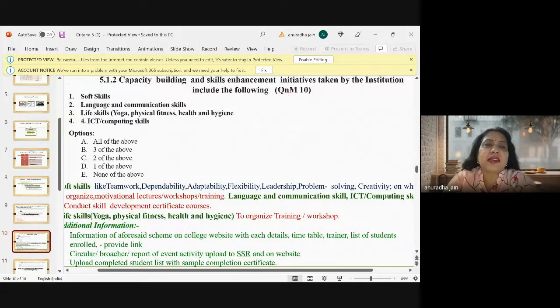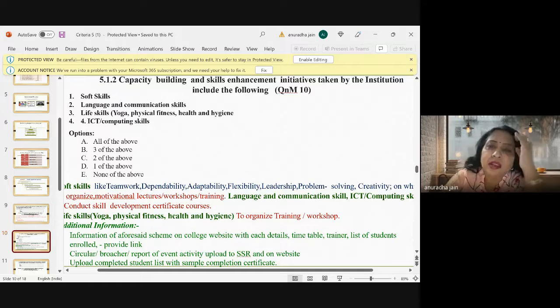Another metric is 5.1.2, which is again also quantitative. Okay, and that talks about capacity building and skill enhancement initiatives taken by the institution, including the following. So that means they have categorized this into 4 categories, that is soft skills, language and communication skills, life skills, and ICT. Soft skills means the personality, their etiquettes, and how students represent themselves, or like group discussion, communication skill comes under first. Then language and communication skills, again, proficiency in communication.